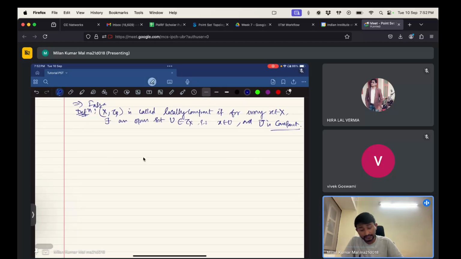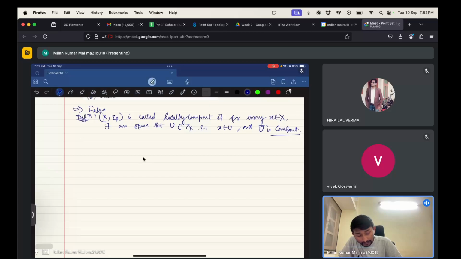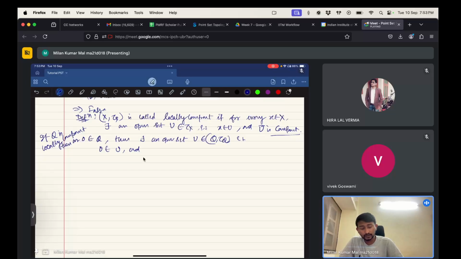Now let's take the point 0 belonging to the rational numbers, right? This is the point. If Q is locally compact, then as 0 is in Q, there should exist an open set U in tau Q such that 0 belongs to U and the closure of U in the rationals is compact.